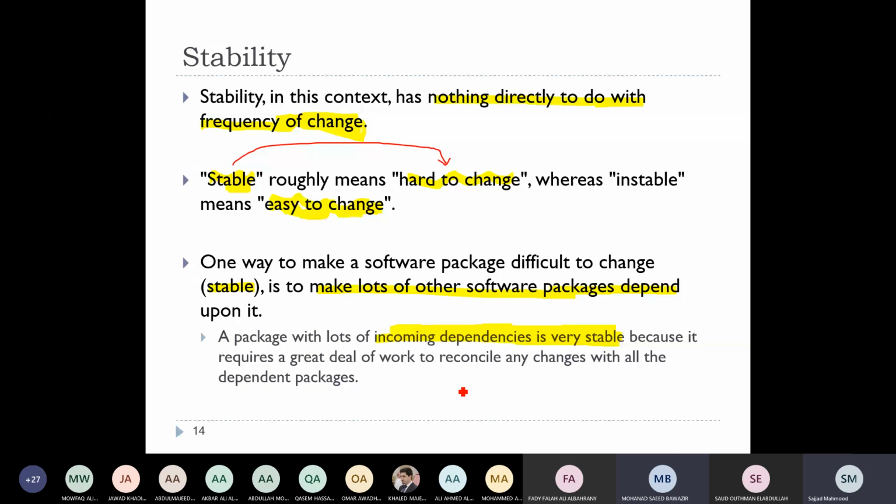So when you have more dependencies, you will be more stable, or when more packages depend on you. So in other words, I'm a package and a lot of people are depending on me. So it's more stable because if I change, a lot of things have to be changed in the other packages as well, right? I got it.